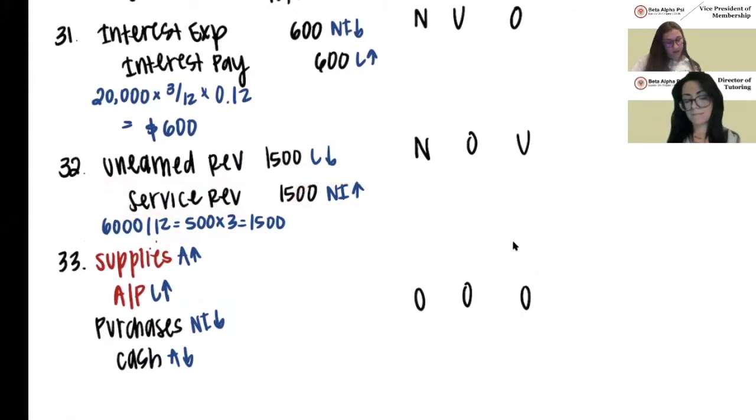So nothing happens to our assets because neither of these accounts affect our assets. Our liabilities should have been increased, but they weren't. So our liabilities are overstated. And our service revenue was never credited, which would have increased our net income. So our net income is understated.